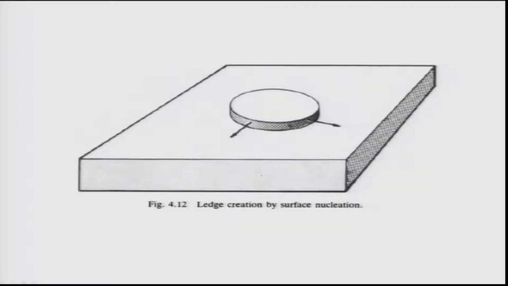Surface nucleation is the main mechanism for ledge creation. Ledges are created because of surface nucleation. Surfaces which are very rough in this way can actually have such nucleation happening, and this can lead to the formation of this step.